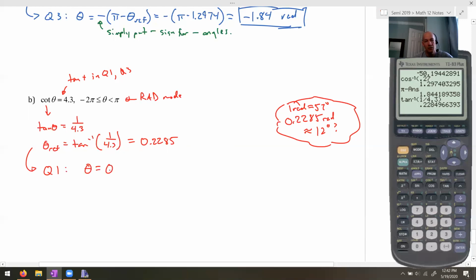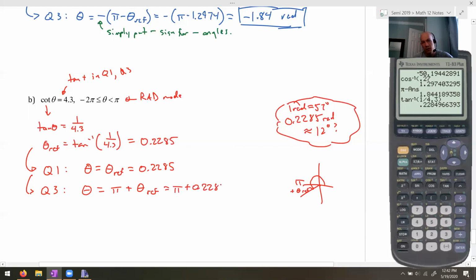Theta equals theta reference. It's very simple. So 0.2285. And then in quadrant 3, theta equals 180 or pi plus the reference angle, because we're going around, here's pi, and then we're adding to it the reference angle. So that's going to be pi plus 0.2285, which is equal to, I'll use the answer key here, 3.37.